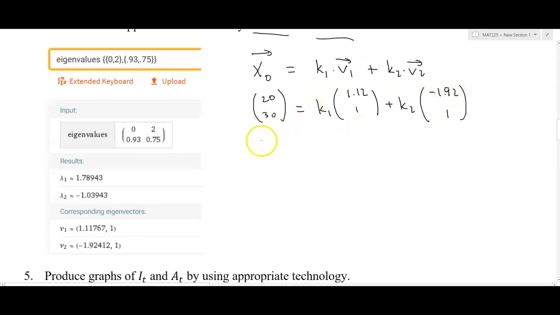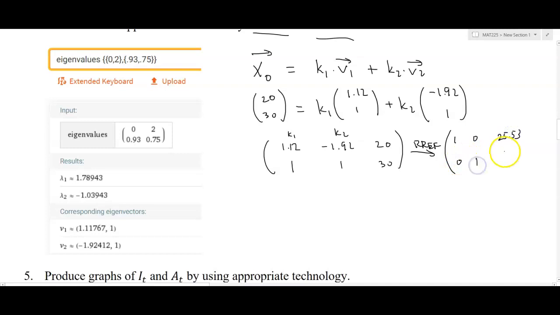And so now to solve this system, I'm going to convert it to a Gaussian form. So 1.12, 1, those are the coefficients of k1. The coefficients of k2 are negative 1.92 and 1. And then we want that to equal constants 20 and 30. Now when I performed Gaussian elimination on this using technology, we come up with the matrix 1, 0, 25.53 or thereabout, and 0, 1, 4.47. And so what that tells us is that k1 equals 25.53 and k2 equals 4.47.